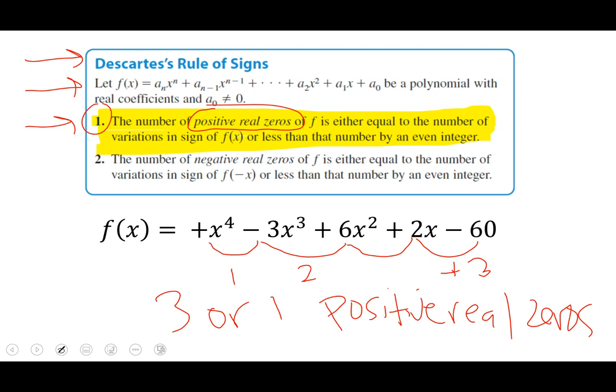You count the sign changes, and then it's either that number or less than that by an even integer. So if there were 5 sign changes, it would be 5 or 3 or 1. If there were 2 sign changes, it would be 2 or 0. So less than that by an even integer means you can only decrease by 2s. So that's part 1 of Descartes' rule of signs. There are 3 or 1 positive real zeros.